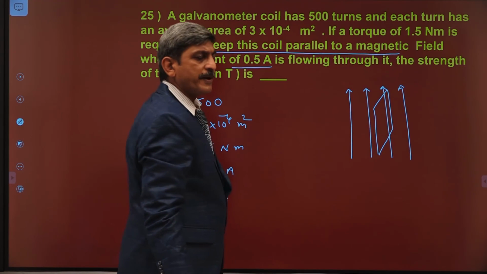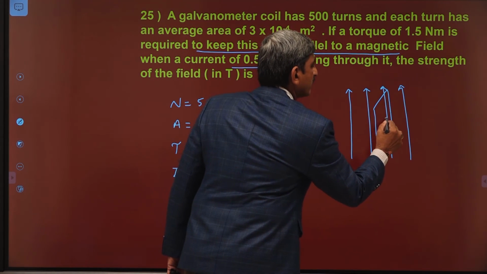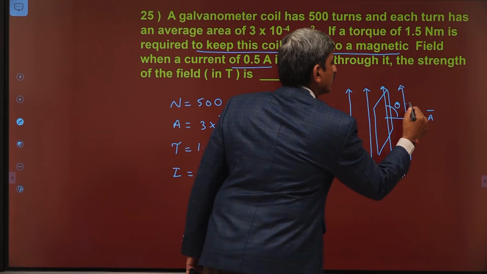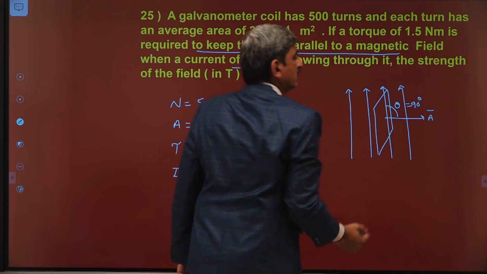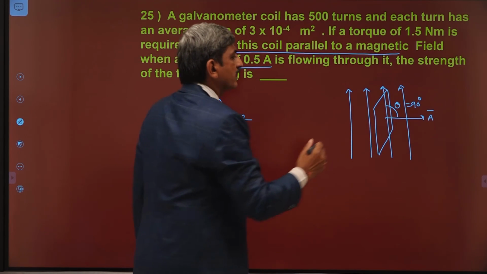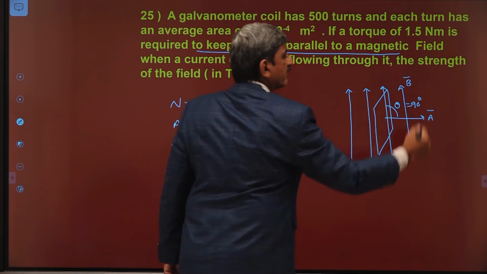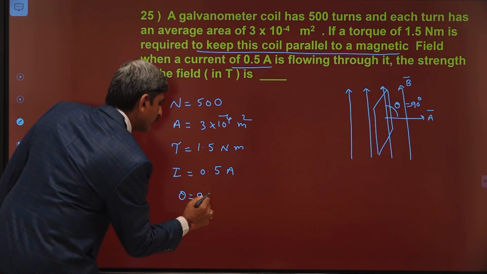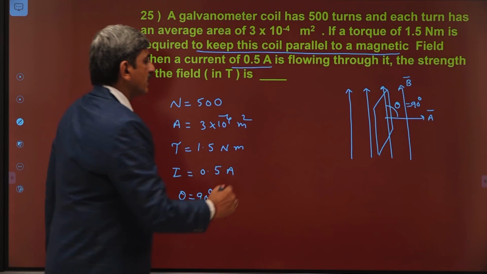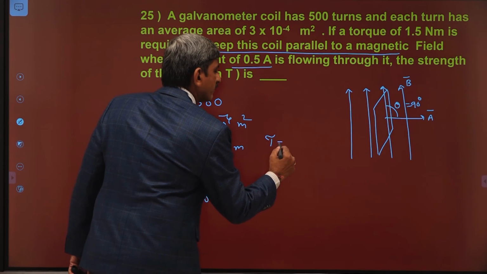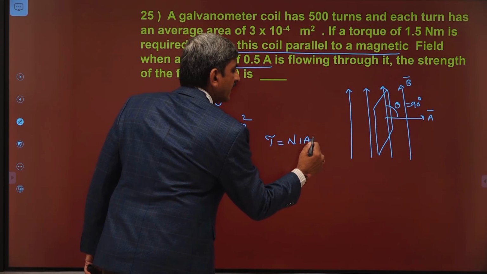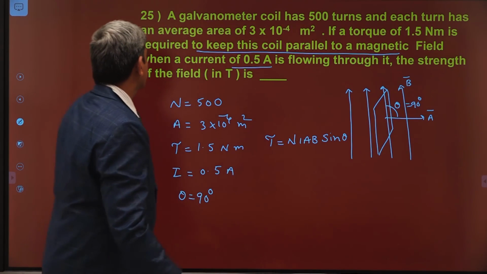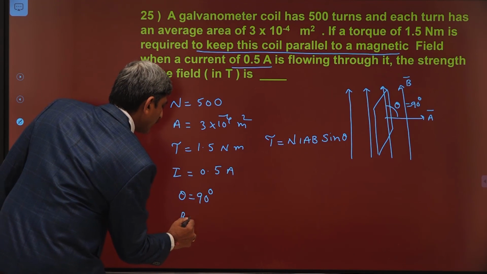Whenever the coil is placed parallel to the magnetic field, the angle between the area vector and the magnetic field vector is given by theta is equal to 90 degrees. Already we know that the torque acting on the coil placed in the magnetic field is given by tau is equal to NIAB sin theta. Here all values are given for us, and we want to determine the B value.